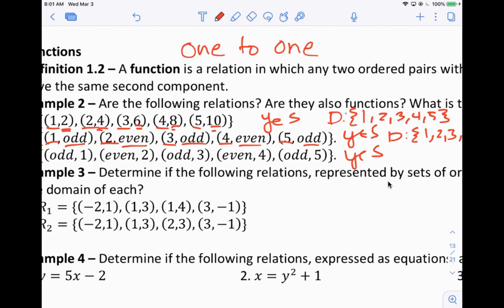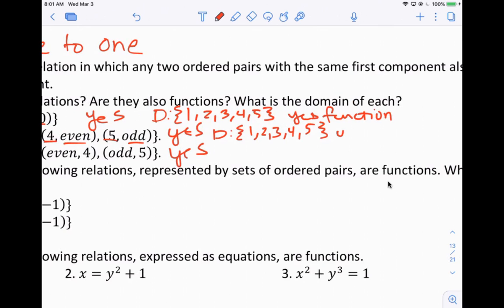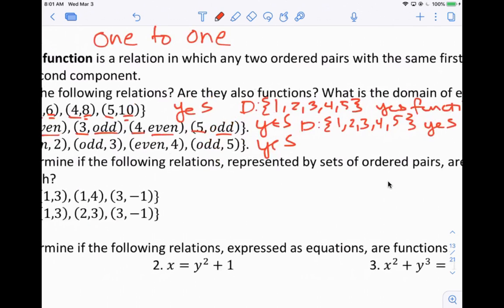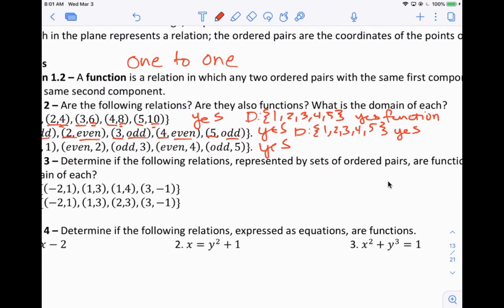We don't see 1 going to two different things. 1 is not both odd and even, right? 1 is odd. That's it. At the end of the day, that is the output. There is a unique output for 1. So this is a function. You don't see any of these numbers taking on both odd and even. That's not possible.